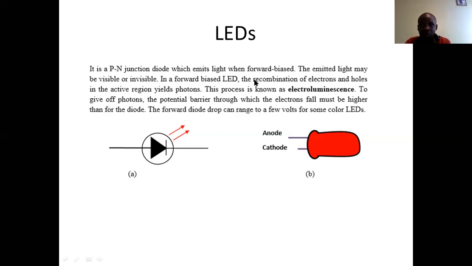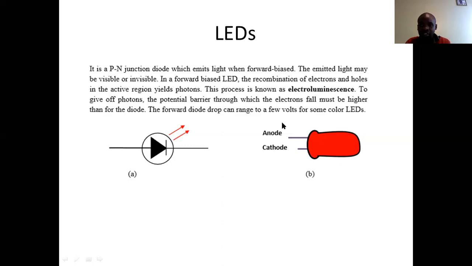This is usually done through recombination of electrons and holes in the active region, which yields photons, or light. This process is referred to as electroluminescence. To be able to give off photons, the potential barrier through which the electrons fall must be higher than the diode. So definitely the applied voltage must be greater than the potential barrier of the diode. And the forward diode drop can range from a few volts for some colored LEDs.